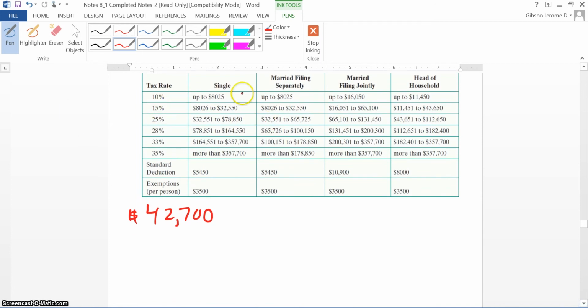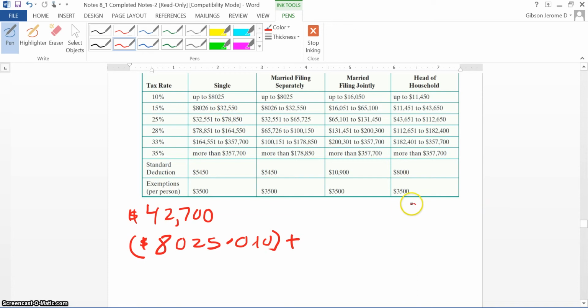So let's go through this. Okay, now she's single, so we will use this chart here, and we will start this off. She starts off with $42,700. So the first $8,025 will be multiplied by 10%. And then we will add the next value down from 8,026 to 32,550. That amount will be multiplied by 15%. So since this 42,700 exceeds this 32,550, this is what we would do.